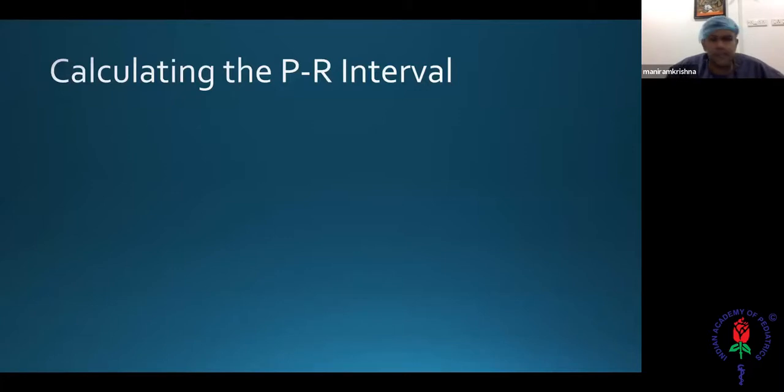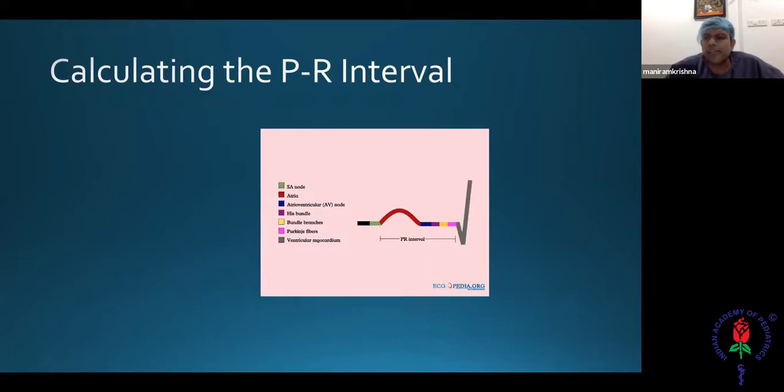The next part of our ECG recording is calculating the PR interval. Now this is something very simple. The PR interval essentially tells you the time it takes for the electrical impulse to travel from the SA node, or the sinus node, to reach the ventricle. During that time, the electrical activity has to go through the SA node, traverse the atrium, go past the atrioventricular node as well as the His bundle, and even the proximal bundle branches to reach the ventricular myocardium. So the PR interval is essentially a snapshot of the journey of the electrical impulse from the atrium all the way to the ventricular myocardium.